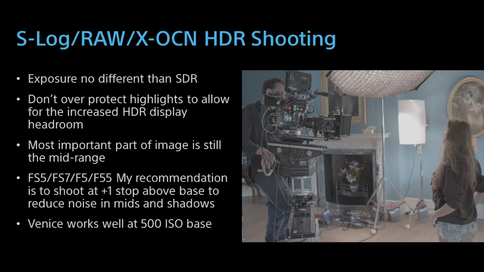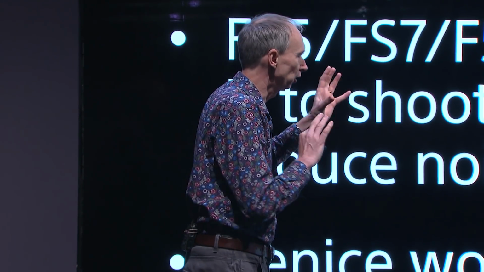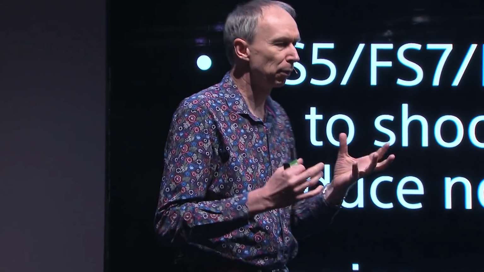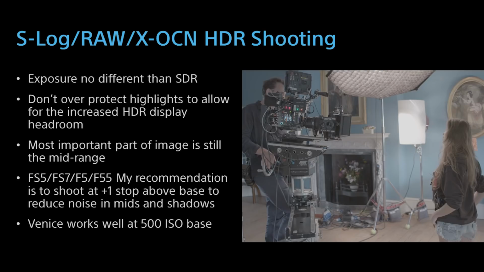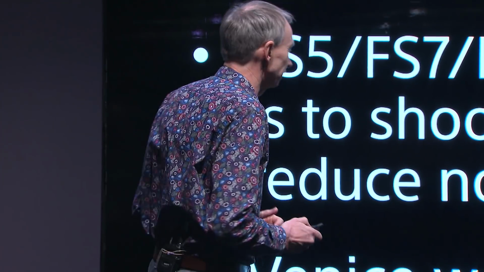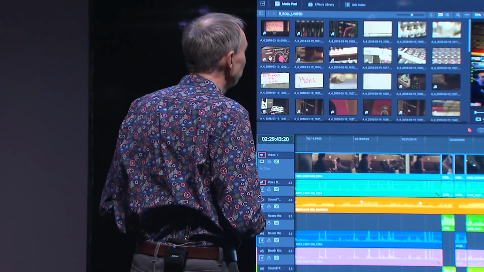We don't want to change the way we expose, actually, because the mid-range of our shot, skin tones, faces, people, is still always going to be the most important part of an image. So we expose just the same for hybrid, for log and for raw for HDR as we would for standard dynamic range. And my preference actually with the F5, S7, F55 is to actually shoot about 1 stop brighter than Sony actually recommend to get a nice, clean, low noise picture. But with the Venice camera, that camera is so clean, so little noise in it, you can just shoot at 500 ISO base without any problems.